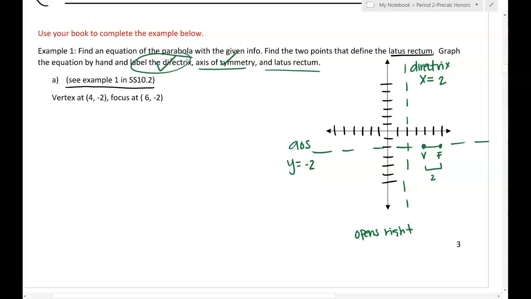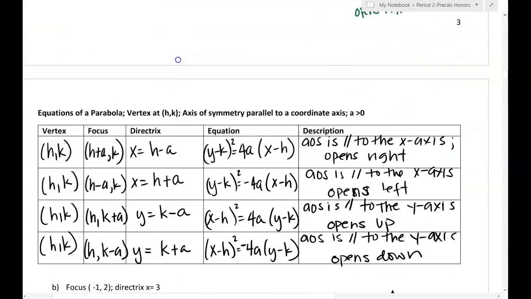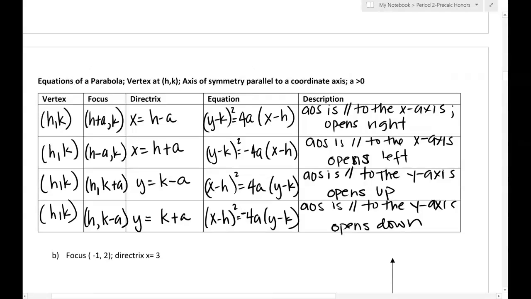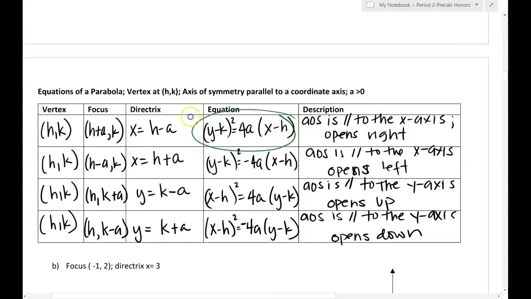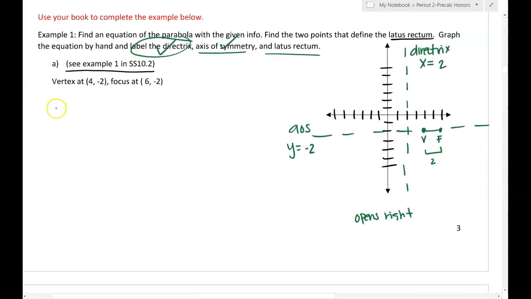So what are we going to do here? How are we going to write this equation? Okay, now you guys know that this opens to the right. So if we look back here, if it opens to the right, we are going to use this equation right here. Okay, let's copy that down. And guys, when you are taking notes and doing your homework, just copy the formulas or the equations down, so that by the time you are taking your test, it's already in your memory, in your brain, okay? Okay, let's fill in the h and the k.